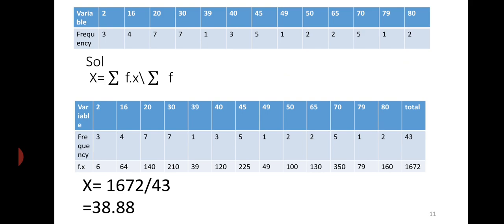Let's draw the table as usual as the problem is seen, and one another table we have to draw, that is fx, meaning frequency into x variable. First we see 3 into 2, that is 6, 4 into 16, that is 64. In that manner we have to calculate the overall fx column. After calculating fx, we have to put the value of summation of fx and summation of f, that means summation of frequency. In this way we solve the problem of frequency.